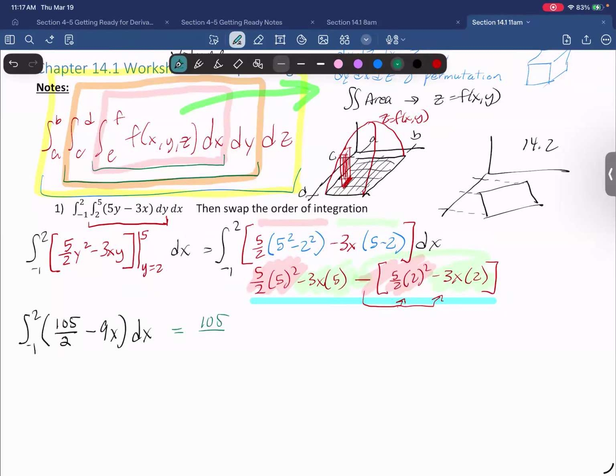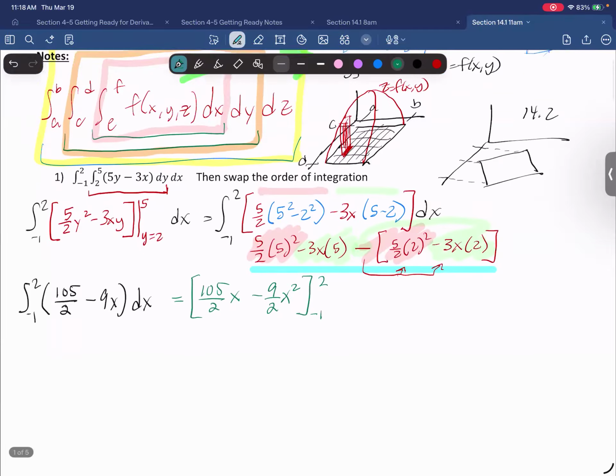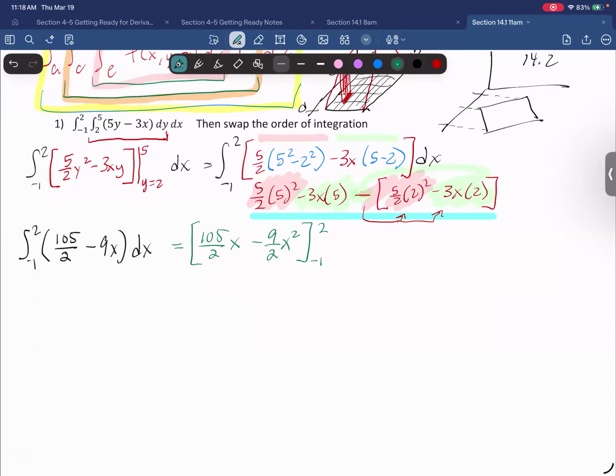I have 105 over 2 x minus 9 halves x squared, and that is all being evaluated from -1 to 2. And do the pattern I did before. This is actually easier if you recognize those are both 3. You could write this as 3 times 105 over 2 minus 9 halves.